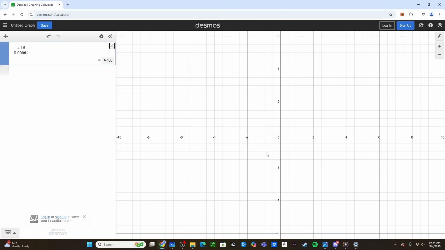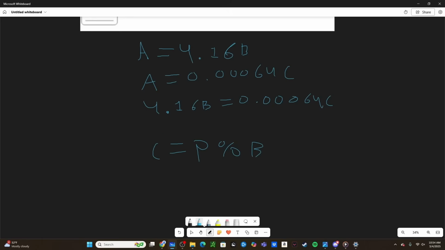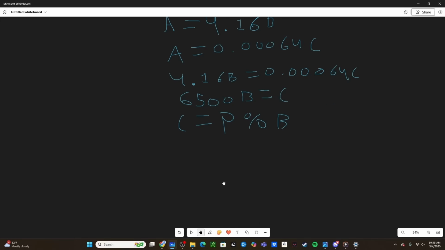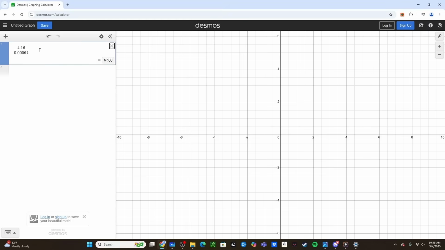From there, we know that we want to get C by itself, so let's divide both sides by 0.00064, and we can do that with Desmos. When we do that, we're going to get 6,500. So that means that we're going to have 6,500 multiplied by B is equal to C by itself. But we want to make this a percent, and so in order to fulfill this percent that they're asking here, we would multiply any decimal by 100 to get the actual percent. So looking here, we multiply this by 100, we get 650,000.